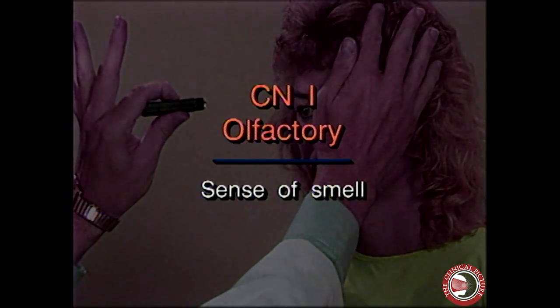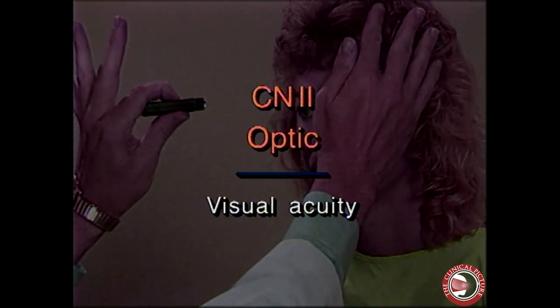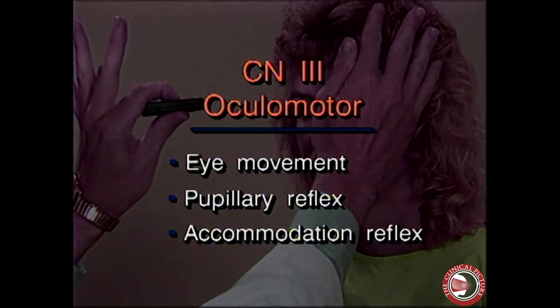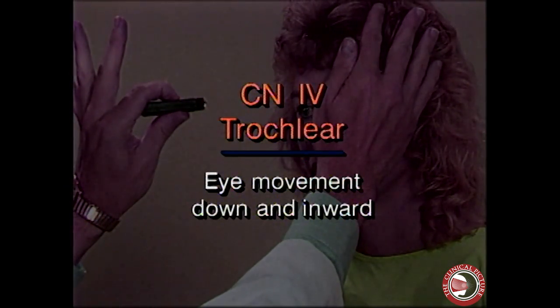The 12 cranial nerves are CN, or cranial nerve 1, the olfactory, which is for sense of smell. CN2, the optic nerve, which is for visual acuity. CN3, oculomotor, which is for eye movement, pupil constriction, and eyelid elevation. CN4, trochlear, which innervates the superior oblique muscle, which produces eye movement down and inward.